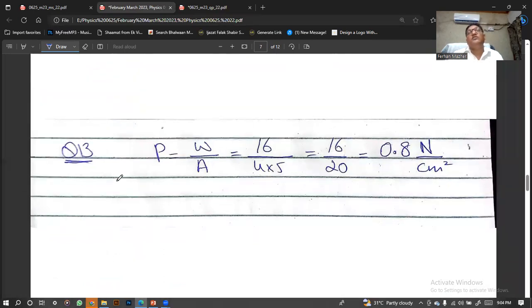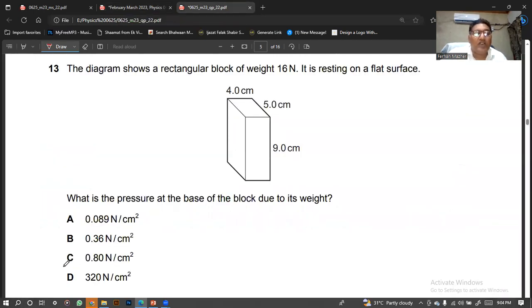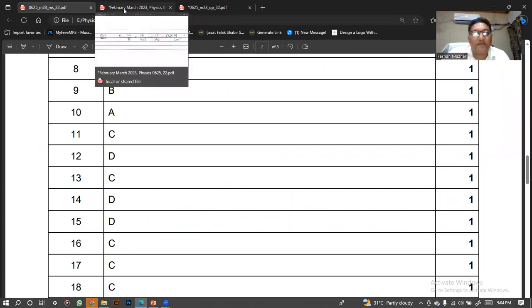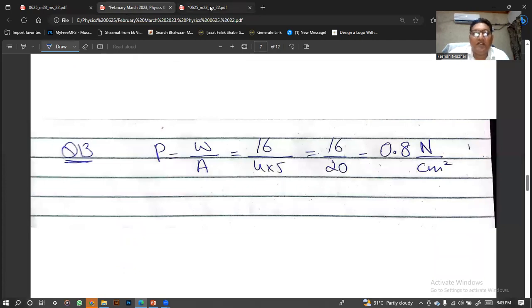The pressure will be equal to weight divided by area. That will be 16 newtons divided by 4 centimeters multiplied by 5 centimeters. So that's 16 newtons divided by 20 centimeters squared. So the answer will be 0.8 newtons per centimeter squared. So we think question number 13, C is the right option. And you can see in the marking scheme that C is the right option, sir. This is the solution.